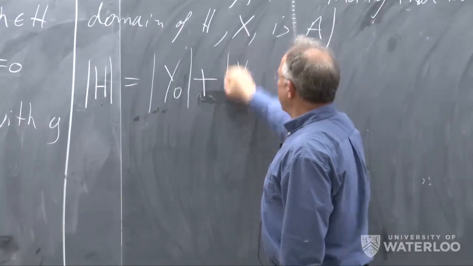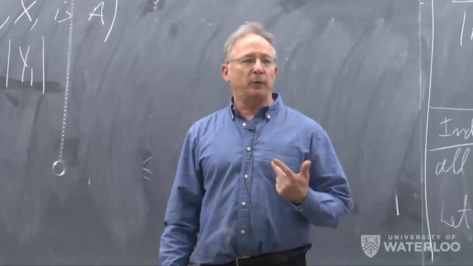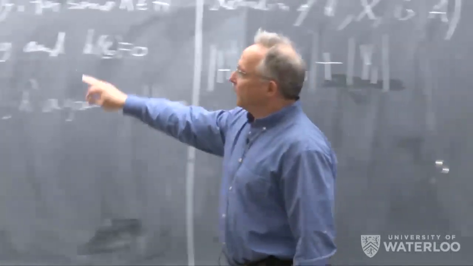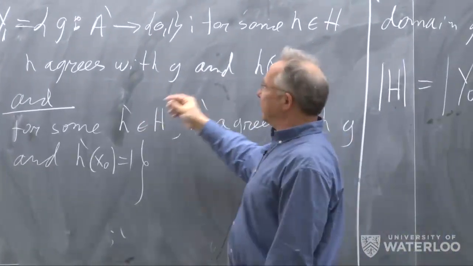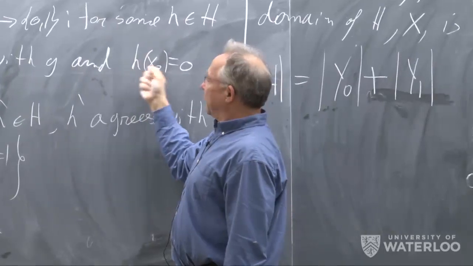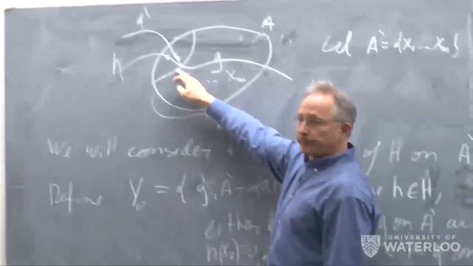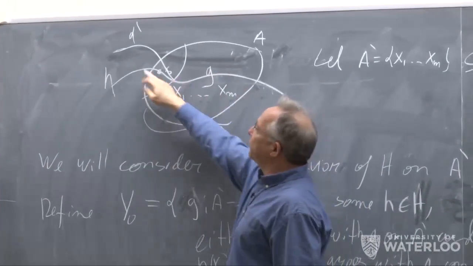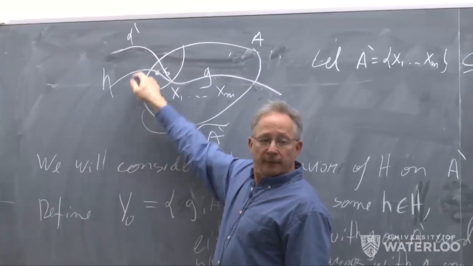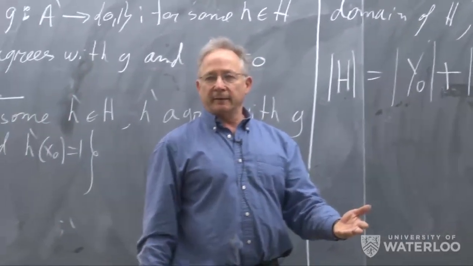Very nice. Why do I need to add Y1? I need to add all those that I should have counted twice. Y1 is exactly all the functions in H that I should have counted twice. I have H and H prime, and they both agree with the same G. So Y prime is all the behaviors that have two extensions. If they have two extensions, then in Y0 I counted them only once. I have to count them again.